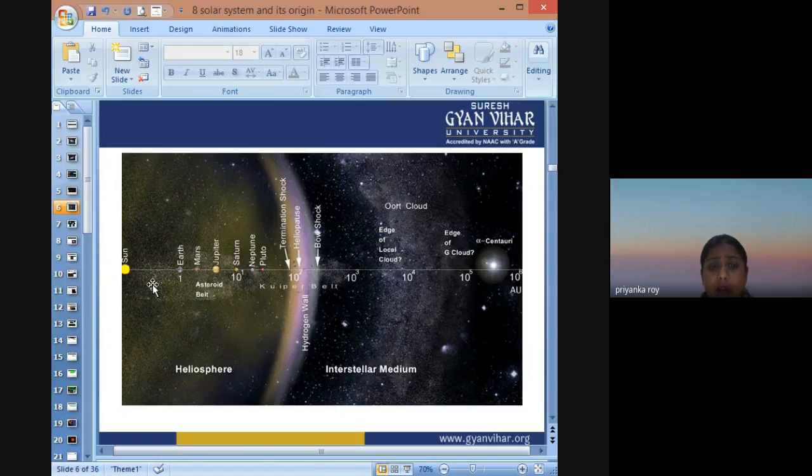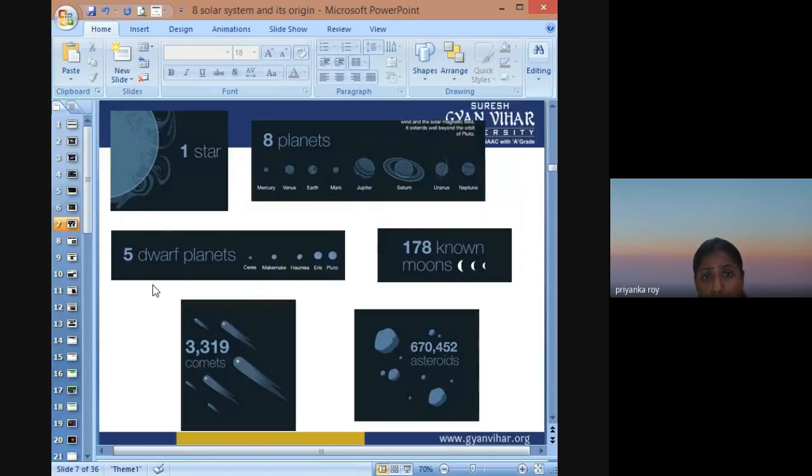Now, the star and its eight planets, that is Mercury, Venus, Earth, Mars, Jupiter, Saturn, Uranus, and Neptune. There are also five dwarf planets, which you cannot call planets, but obviously they are part of the solar system. Ceres is in the asteroid belt just beyond Mars. Then we have Makemake.